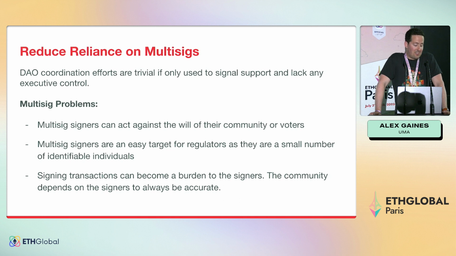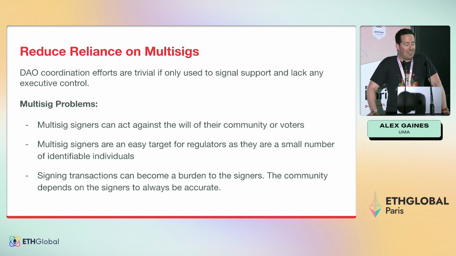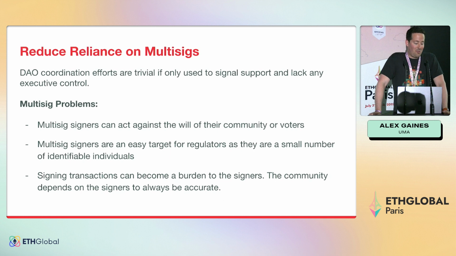The other issue is regulation. DAOs are not resilient at all if you're essentially relying on a few individuals that you can go into a Discord and find. They oftentimes have ENS names attached to their wallets, or their KYC. So how decentralized and resilient is a DAO if all you have to do is go after the multisig signers as regulators? They really are a target.